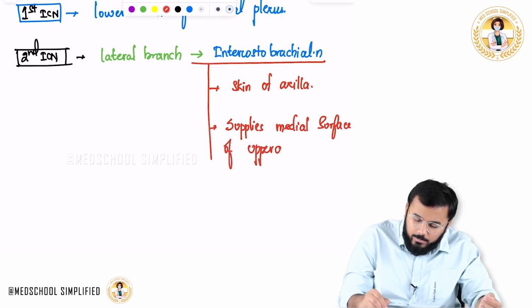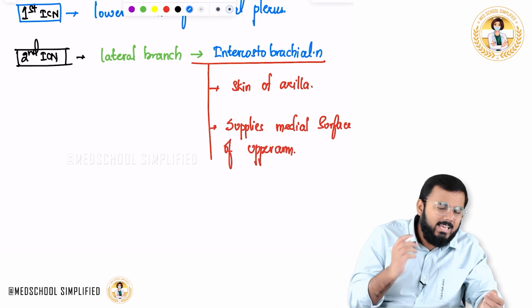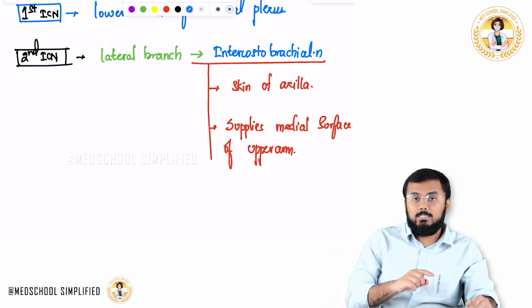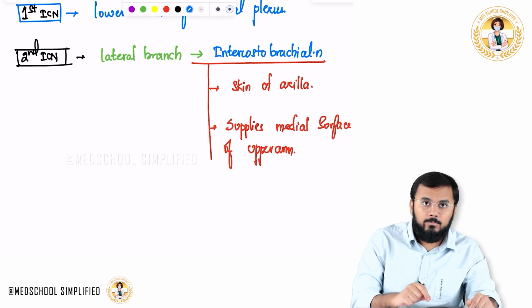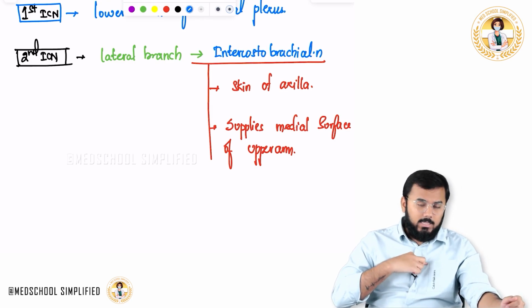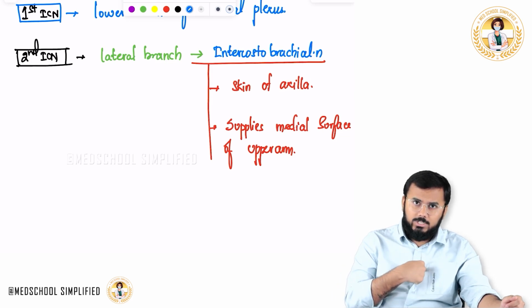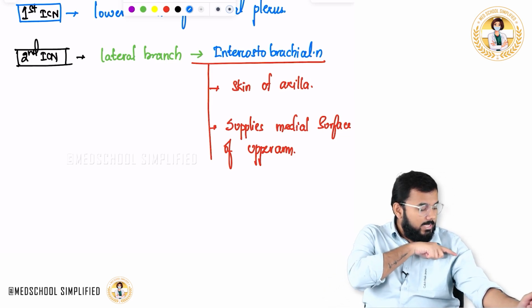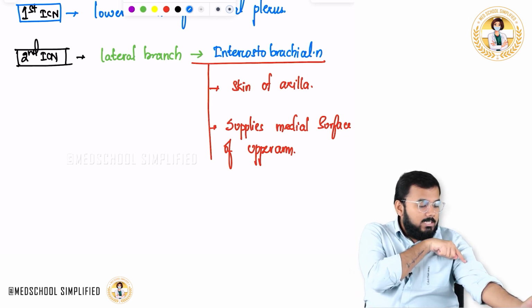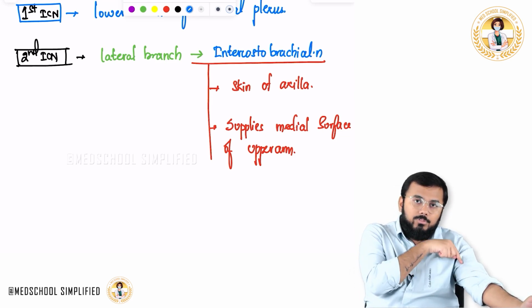Any clinical point which you can tell? Yes. What I am trying to tell you is that this second intercostal nerve will be in the second intercostal space. From here, this nerve first supplies the thoracic region and then goes like this, supplies the skin of the axilla, and also gives a branch that supplies the medial side of the upper arm.